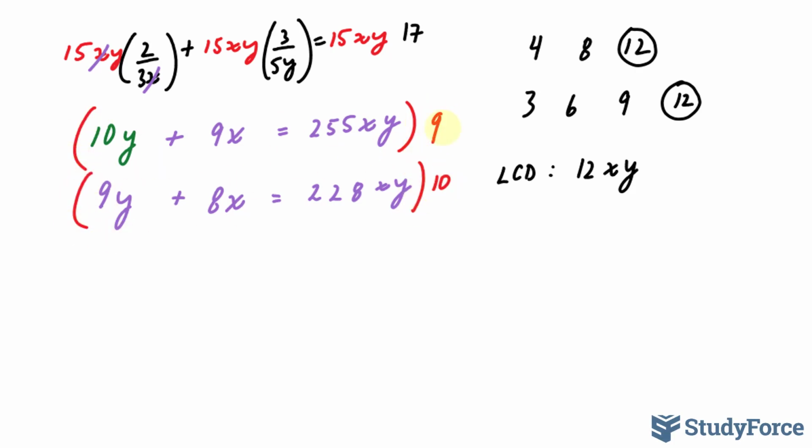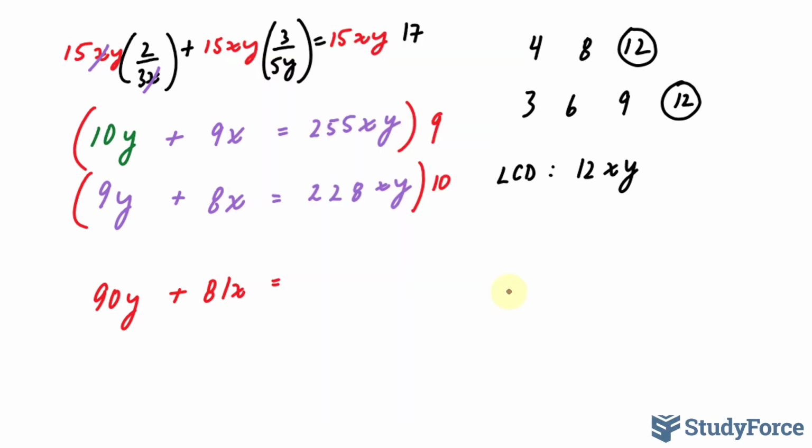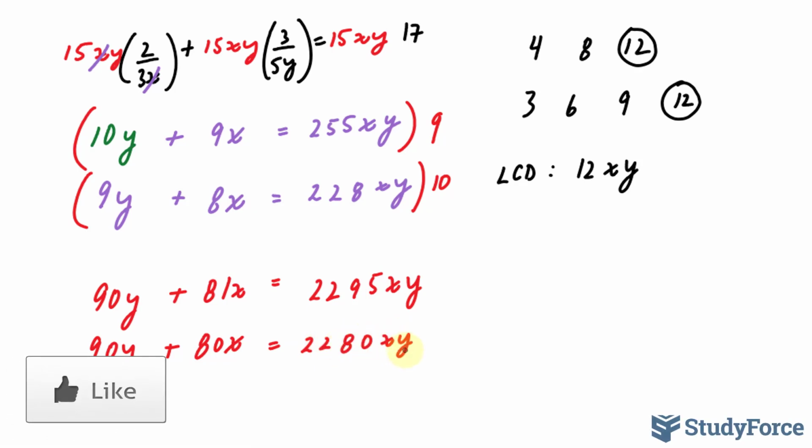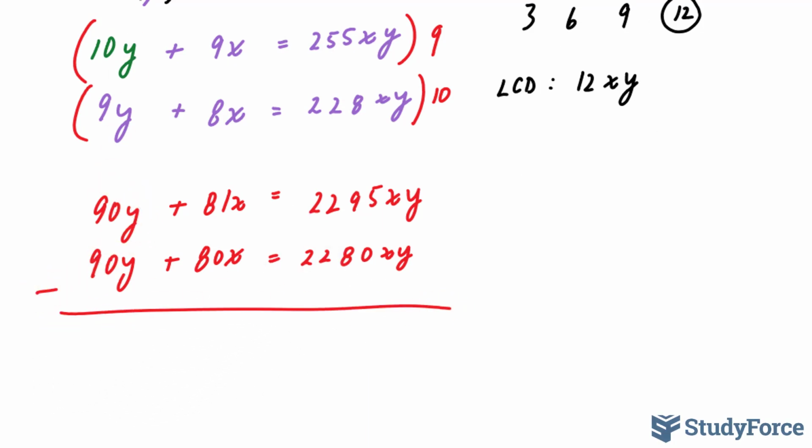Look what happens. 9 times 10 is 90y. 9 times 9 is 81x. And 9 times 255, for that I'll use my calculator. 9 times 255 gives me 2,295. Don't forget the xy. It's a common mistake. 10 times 9 is 90. Look, the coefficients are the same now. 10 times 8 is 80x. And 10 times 228 is 2,280xy. Now I can subtract the two equations, because if I subtract them, the y terms go away.